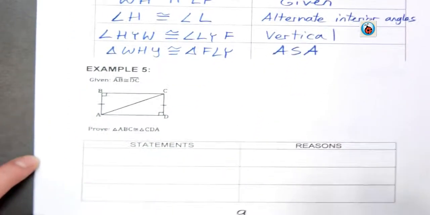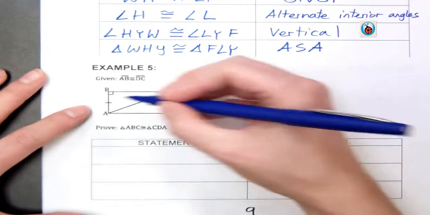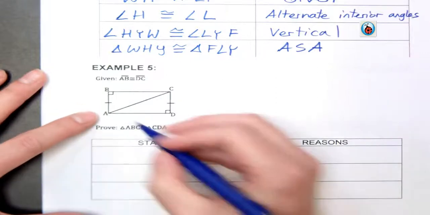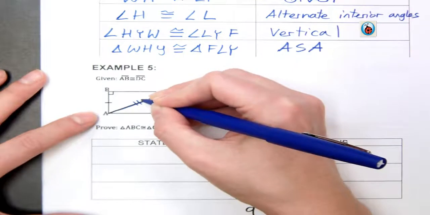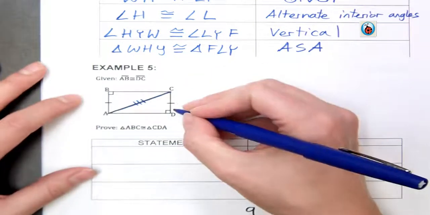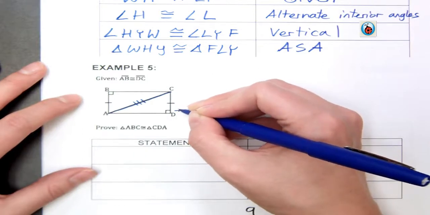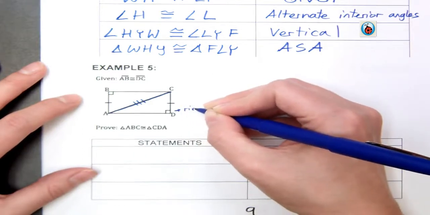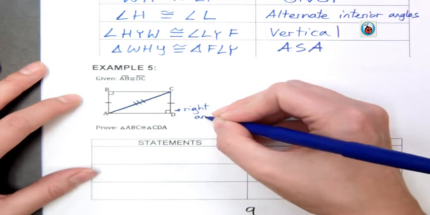Alright, example 5 is a nice simple one. It already has marked for us that AV equals DC. By now, hopefully you easily recognize that reflexive line in the middle. And then we have this angle given for us. Now this is a right angle. So right angle means we could still have our side angle side, or we could be looking for hypotenuse leg.